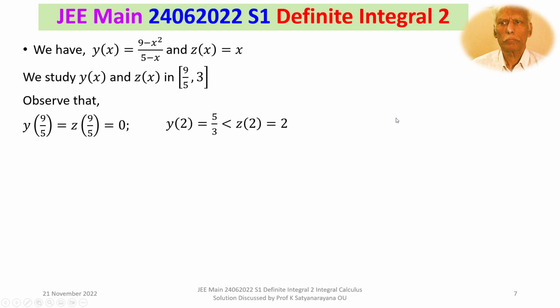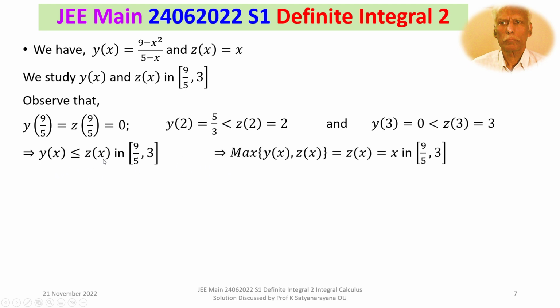And at the end point, Y at 3 is 0. Yes, 9 minus 9, 0 is less than Z of 3, which is 3. So what are we observing? Y of x is less than Z of x in the interval 9 by 5 to 3. So Y of x is less than or equal to Z of x, we have put equal because they coincide at 9 by 5. If you leave that, it is less than.